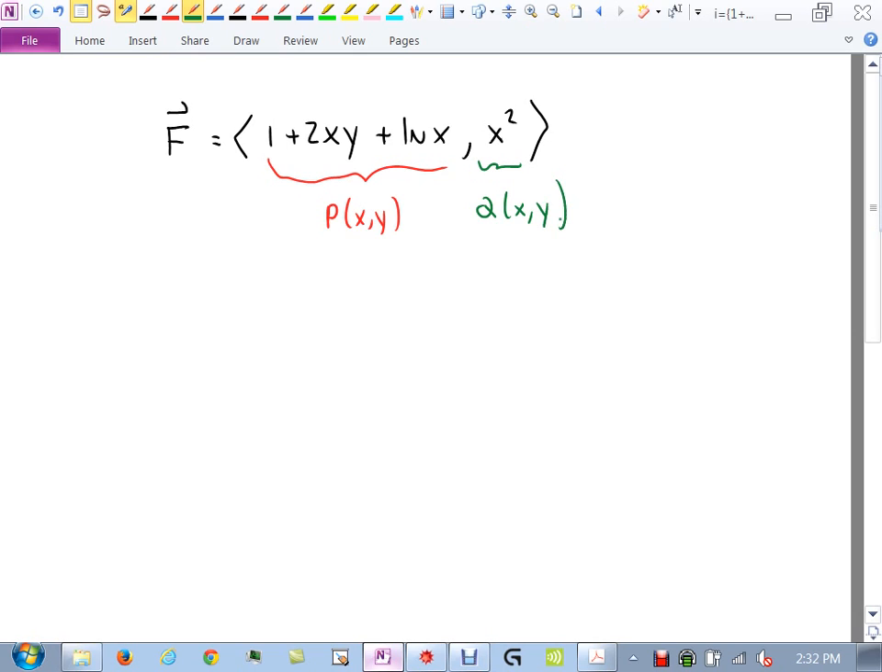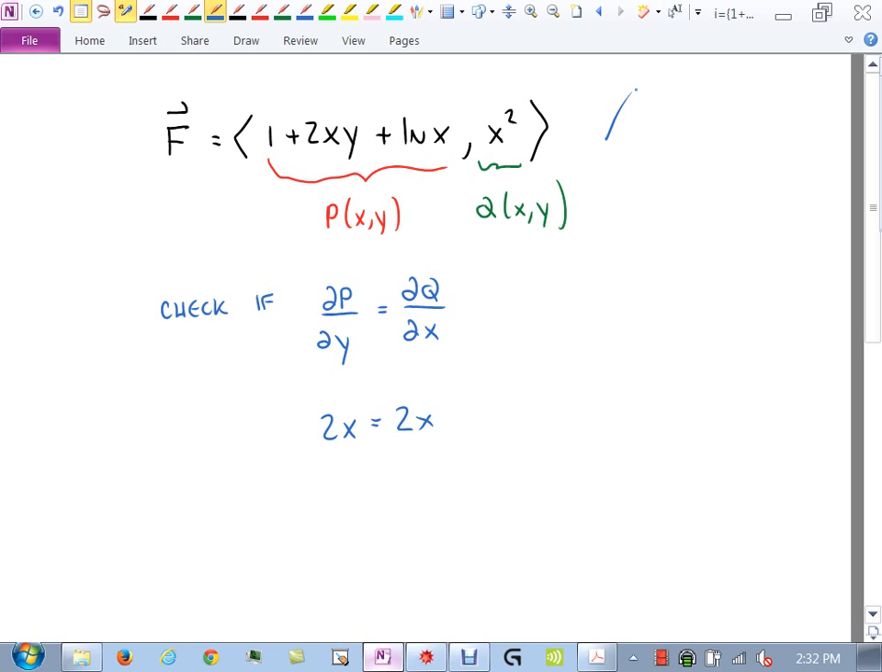So what we need to check is this: check to see if the partial of P with respect to y is equal to the partial of Q with respect to x. So what is the partial of P with respect to y? 2x. What's the partial of Q with respect to x? 2x. I'm done. This is a conservative vector field, right? It is conservative.